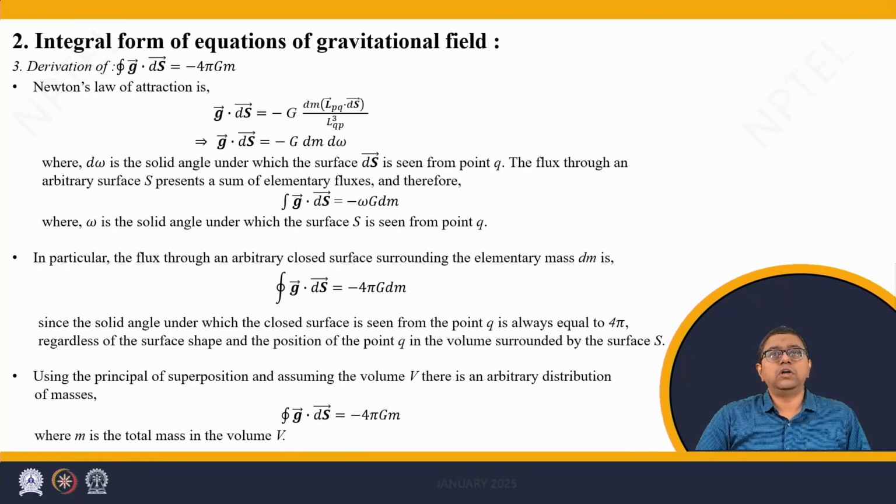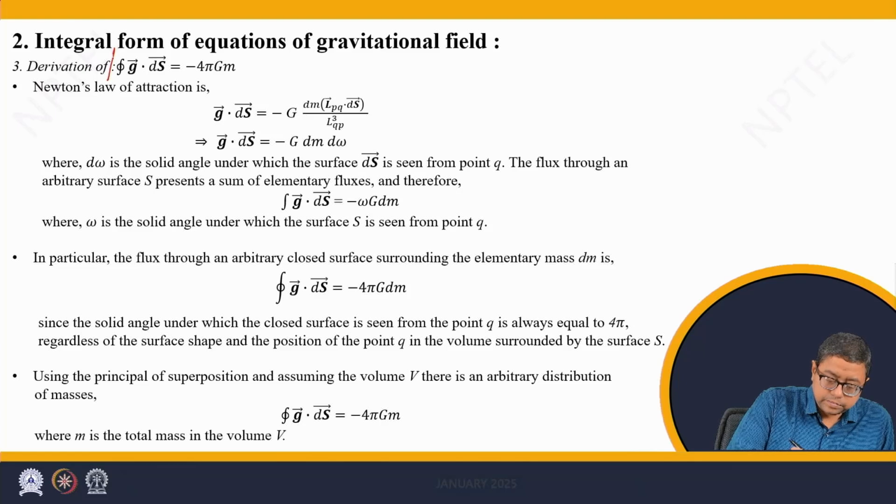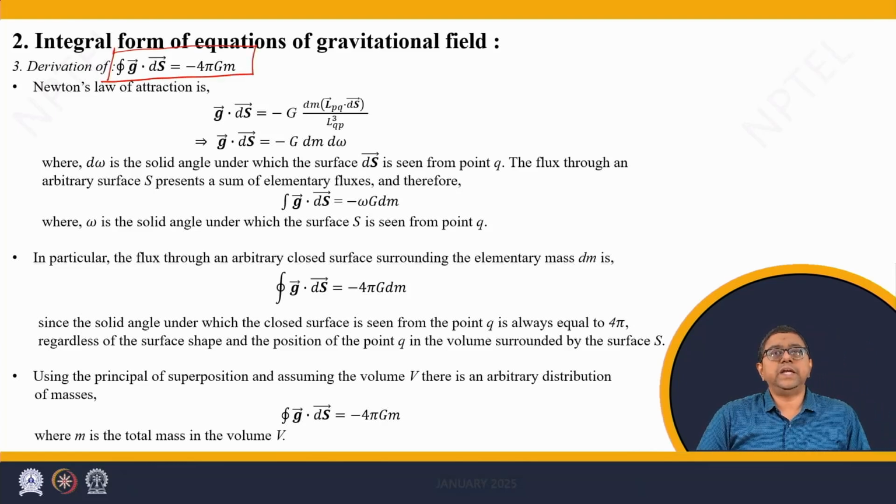Now we move on to the second equation in integral form. The second equation, or the integral form of the equation, reads as integral g dot ds equals minus 4 pi gm. Physically, it means that the flux of the field over an entire closed surface equals minus 4 pi gm, where m is the mass inside this closed surface.